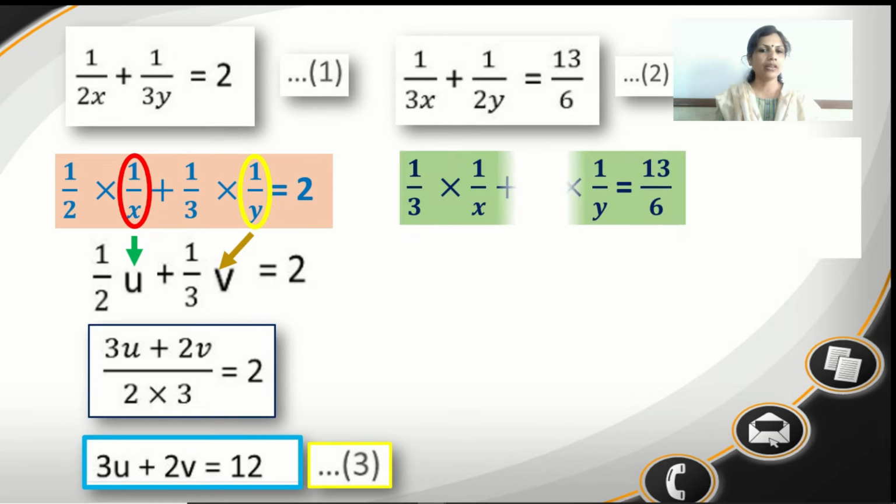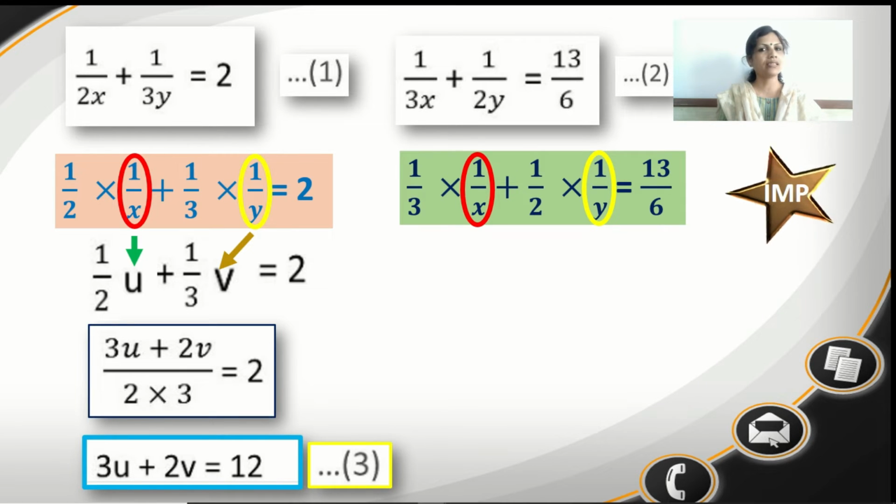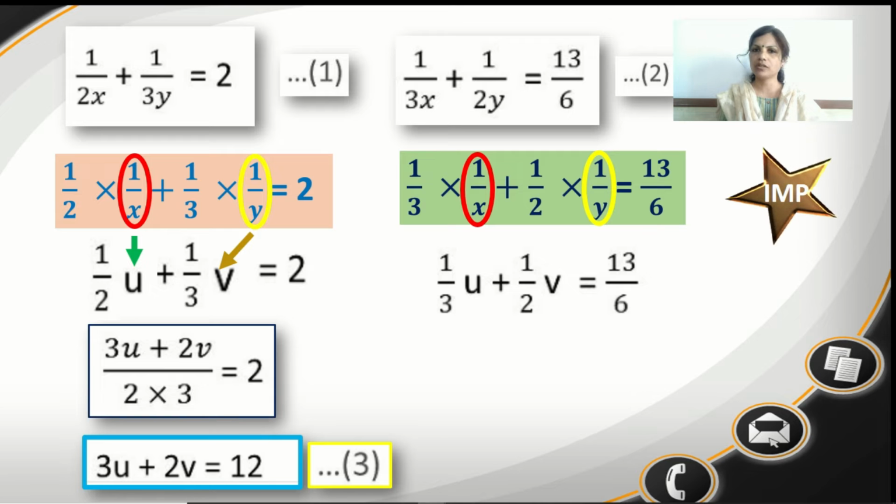So let's see now how we'll write equation number 2. We'll write 1 upon 3 into 1 upon x plus 1 upon 2 into 1 upon y is equal to 13 upon 6. And we have taken the substitution as 1 upon x is equal to u and 1 upon y is equal to v. As I said children, this is the most important step of our sum. You should be very careful when you substitute in place of 1 upon x and 1 upon y. So this equation will become 1 by 3u plus 1 upon 2v is equal to 13 upon 6.